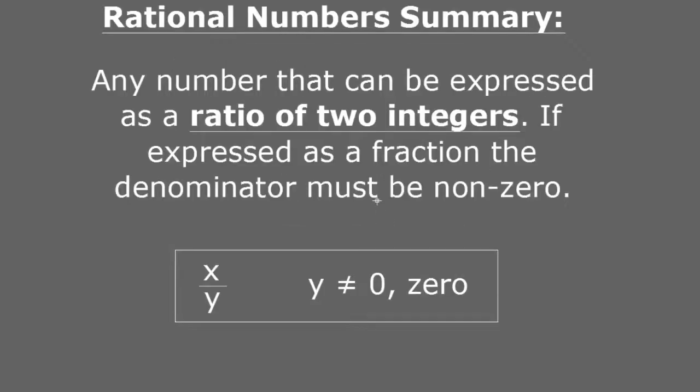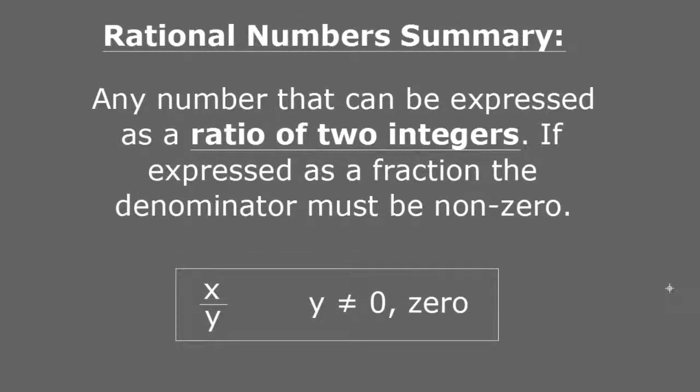So, to recap, any number that can be expressed as a fraction composed only of integers is a rational number. But be careful. Let's say, for example, x divided by y is a rational number. x can be any integer, and y can be any integer except 0. You cannot divide by 0. So, rational numbers are numbers that can be expressed as a ratio or as a fraction of integers, but the denominator can be any integer except 0.